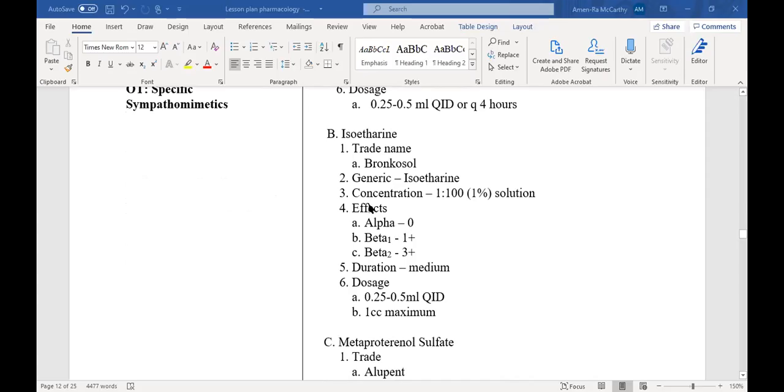So then Miss Scott came out with isoetharine, which is Bronchosol, right? And it has a little bit less beta 1, not so much heart effects, but pretty good beta 2. Some good bronchodilation. Not the best bronchodilation we could get, but 3 is good. That's good bronchodilation and very little heart effects. So that's a better drug, right? So we move on.